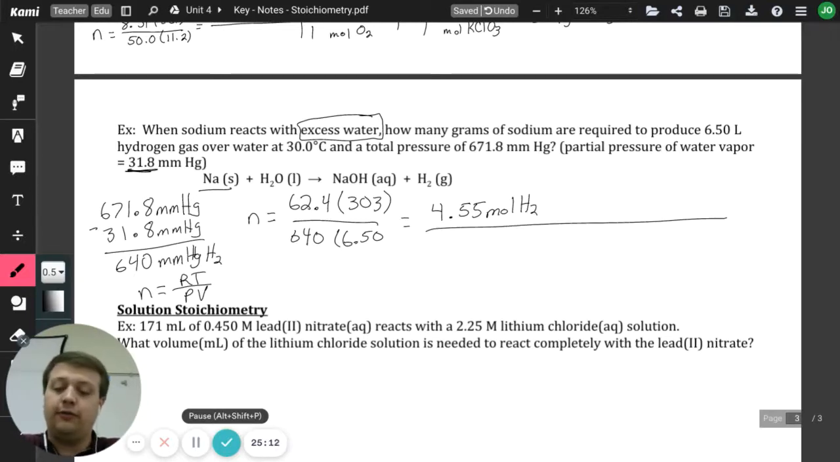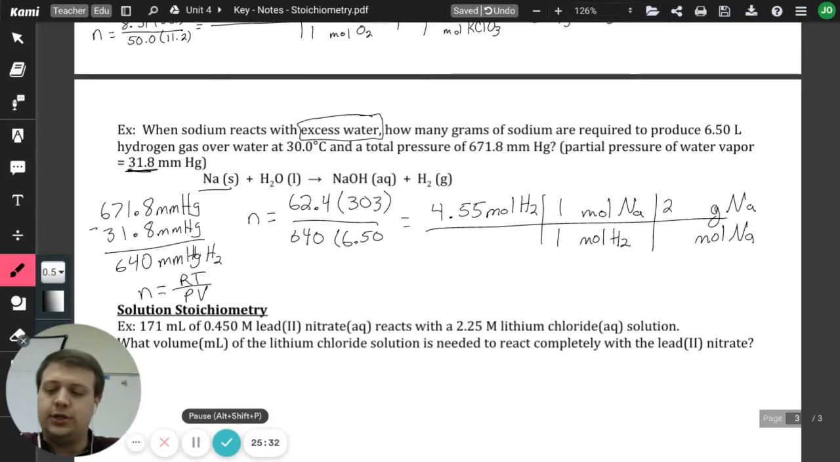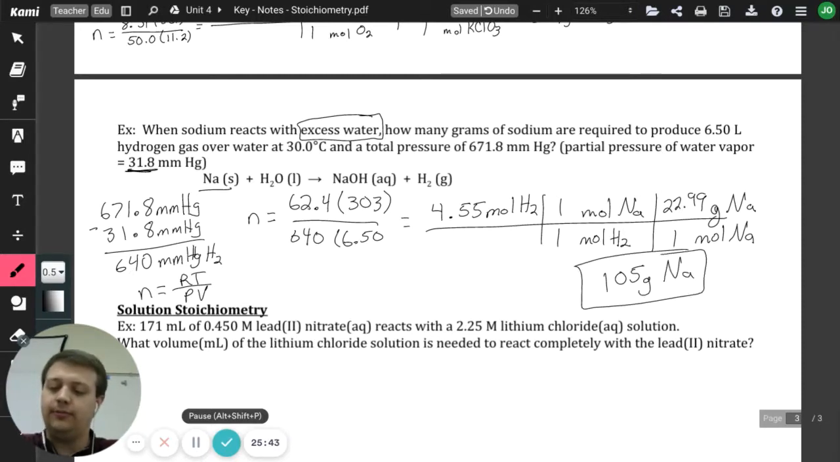Now I can convert from moles of H2 into grams of sodium. So we'll go moles of H2 into moles of sodium. There's 1 mole of sodium for every 1 mole of H2. And then we go from moles of sodium into grams of sodium using our molar mass, which is 22.99 grams for every 1 mole. Plug that into my calculator, I end up with 105 grams of sodium. And that would be our answer.